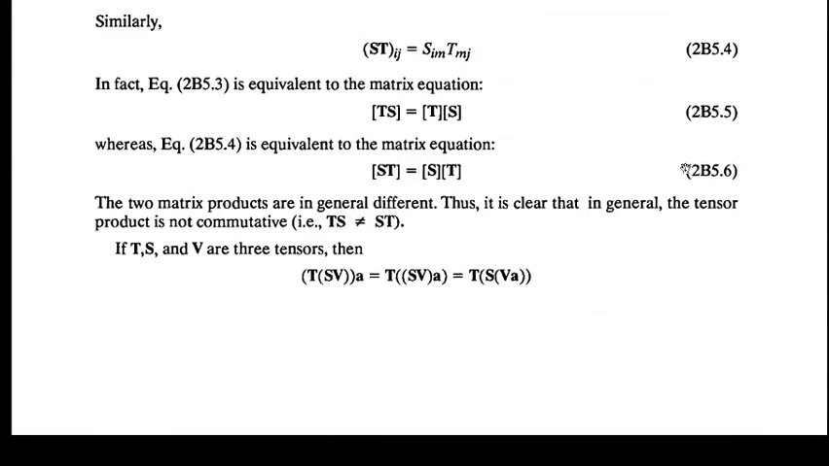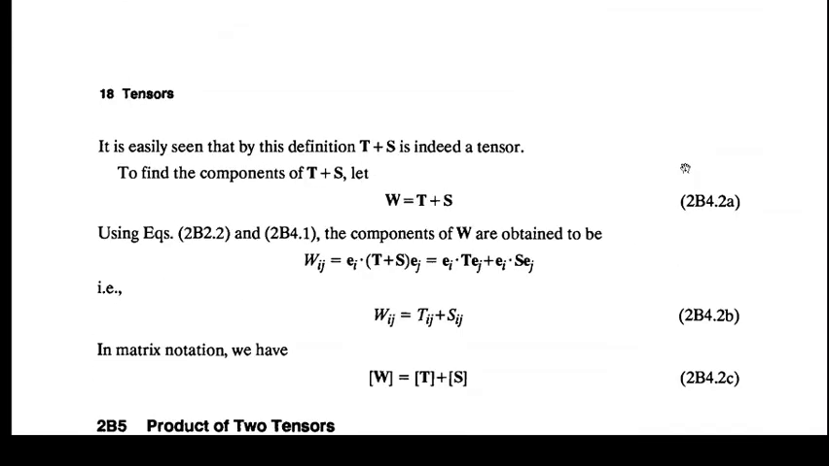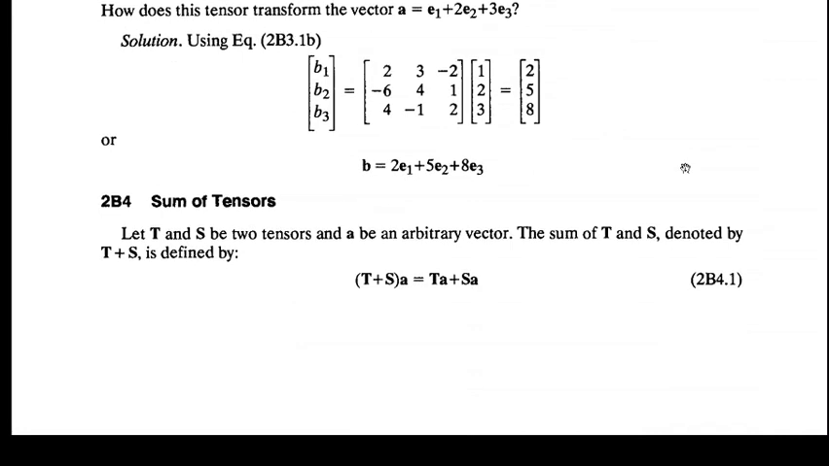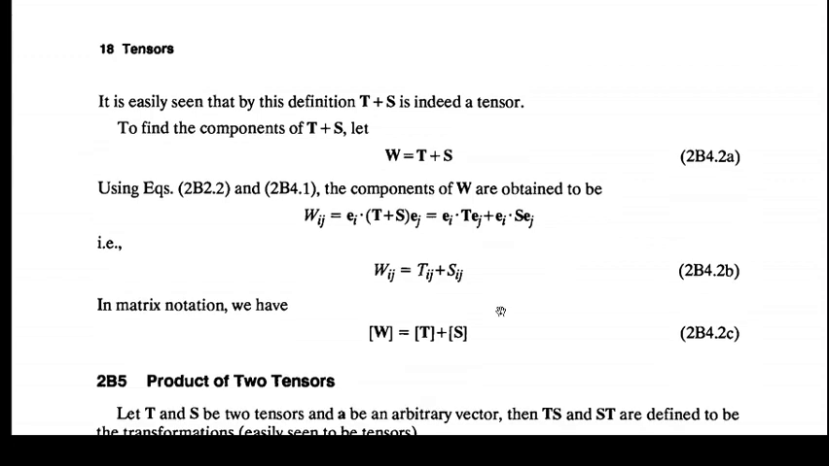Now, let us start with sum of tensors. If we have two tensors T and S, then their sum will also be a tensor, and we define this transformation, which is the sum of two tensors, in this way: T plus S, when it acts on A, will give us TA plus SA. Now, using this definition, we can show that this sum is a tensor. So you will show how it is a tensor.